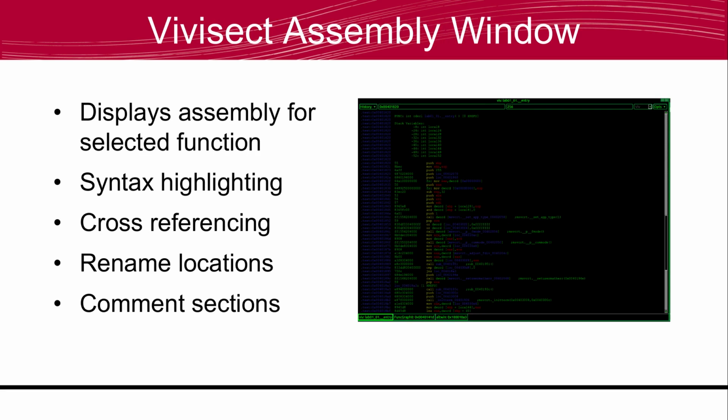Then you have the basic assembly window, which is going to display the actual assembly that's being used in the program for a particular function. It has syntax highlighting, cross-referencing, and then you can do the same location renaming and commenting of sections. And anything you do in the function graph window will also display in here and vice versa, so it keeps it in sync.